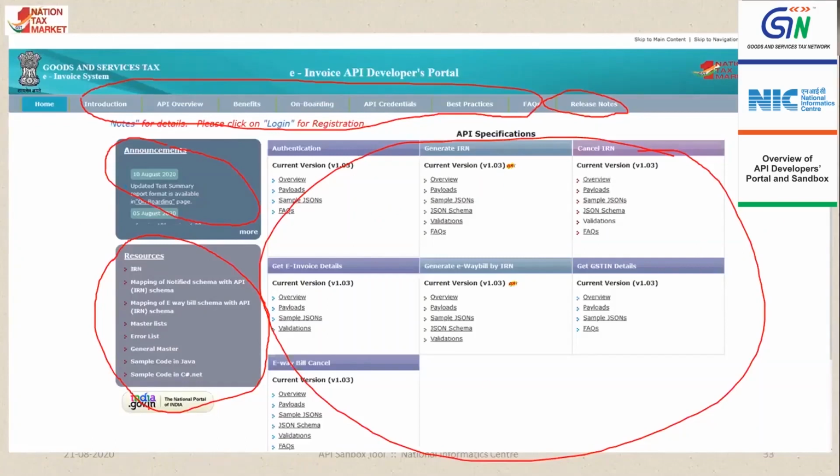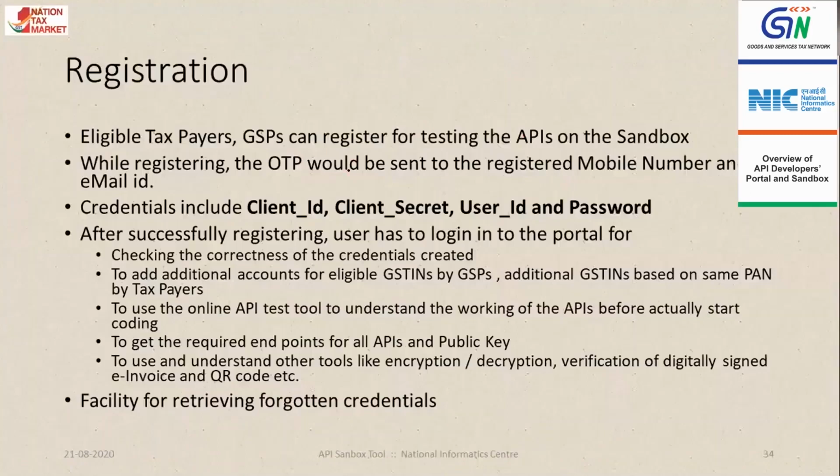But subsequently, the eligible taxpayers and the GSPs have to create their own credentials by going to this particular option, login, where we have both the options. One is for login into the portal, and before that, if they don't have the credentials, they can register themselves and get their own credentials. So here the credentials, as Sunita Madam was mentioning, client ID, client secret, user ID, and password. 4 credentials will be there. Through the registration process, they will be able to get these 4.